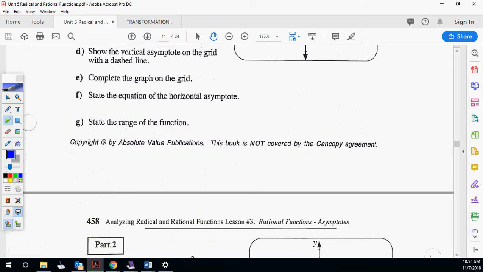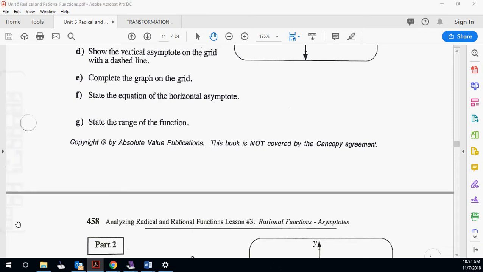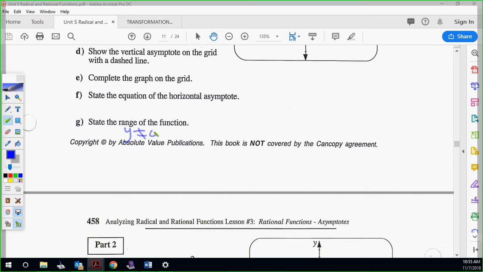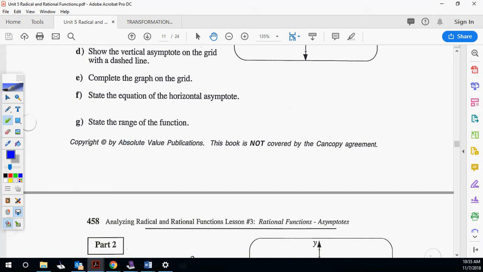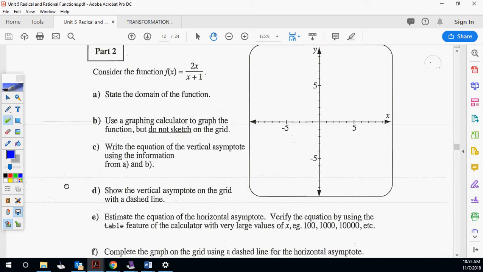Okay, state the range. So what's the range of that function then? Exactly. Y. Yep, y is everything but 0. Okay, perfect. All right, part 2. Let's look at another one.